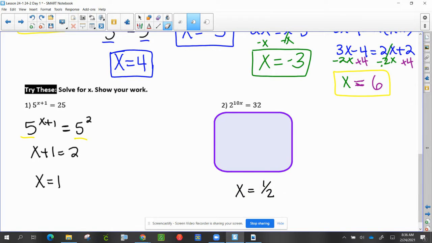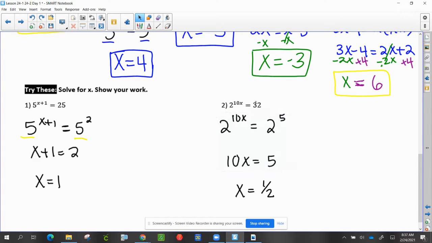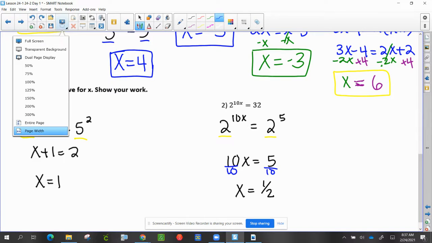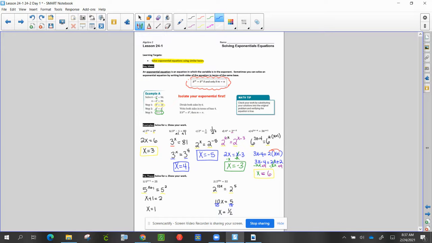Okay, I got that x was 1/2. So here's my work. So I changed 32 to 2 to the 5th power. So that means we can set 10x, since we have the same base now. Set your exponents equal, so 10x equal to 5. If we divide both sides by 10, you get 5 over 10, which would reduce to 1/2. Okay. So that is our first lesson on solving exponential equations. So again, the point is to get your bases to be the same so you can equal the powers.